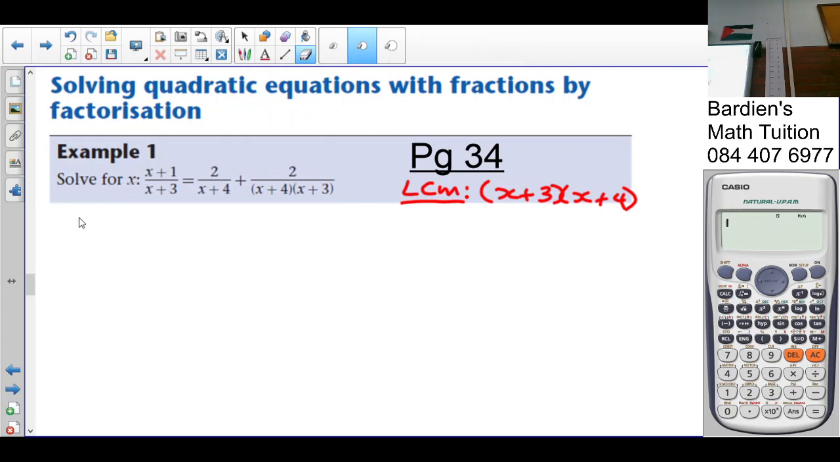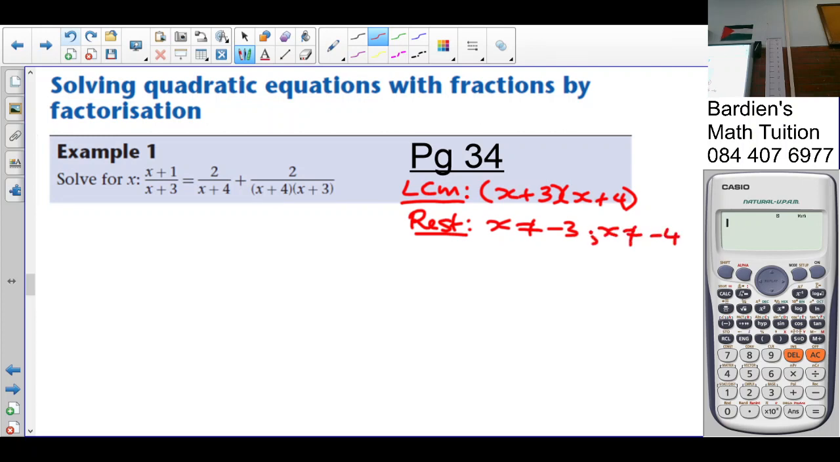So what's the next thing we need to look at? Restriction. So what's my restriction? X can never be equal to negative 3. It's going to come straight from here. X can never be equal to negative 3. And x can never be equal to negative 4. You always write the LCM on the side and the restriction on the side. Okay. Now moving on.